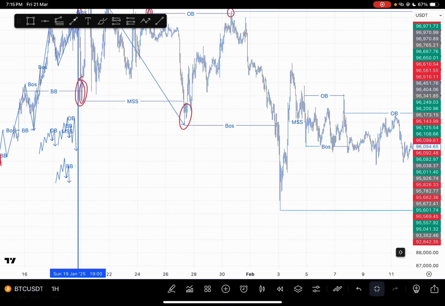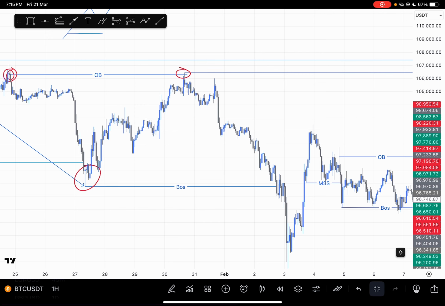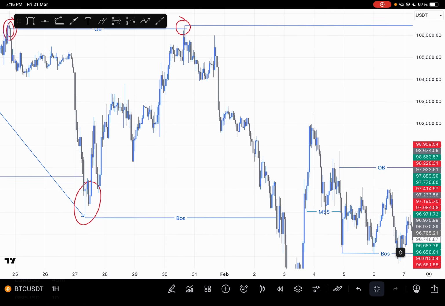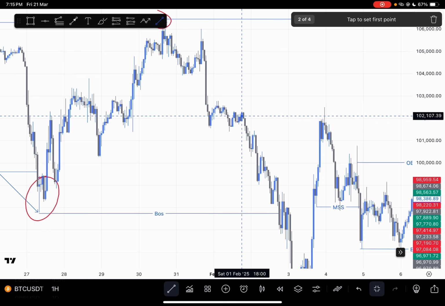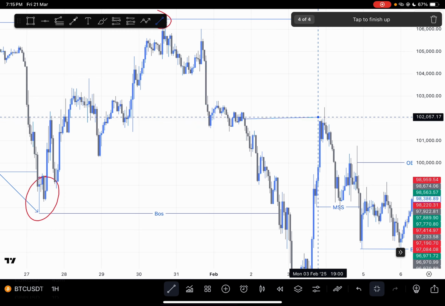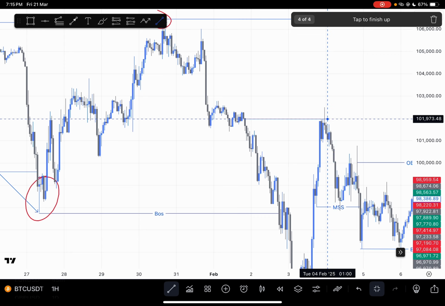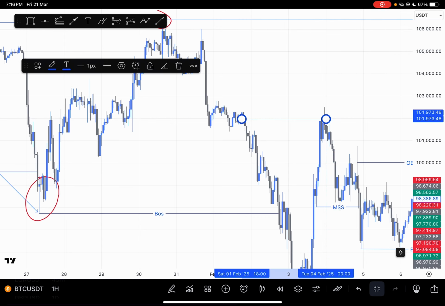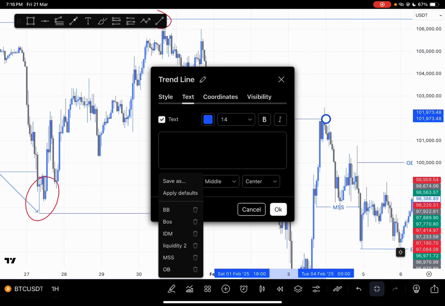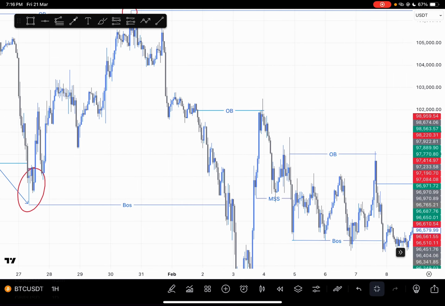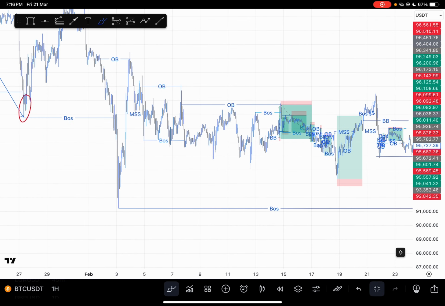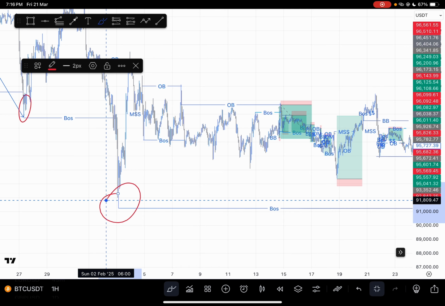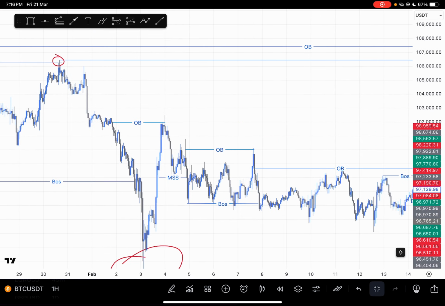So after this, okay, let's say the OB from here. If you are using this OB, your take profit would be at the previous low, which is this low here. Take profit will be at this previous low, or you can simply follow the same pattern of using 1:5.